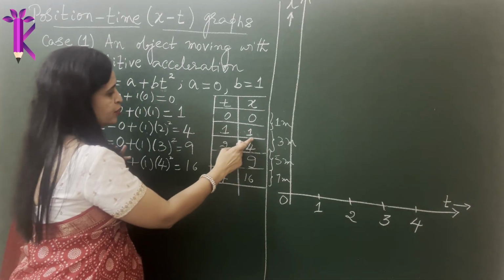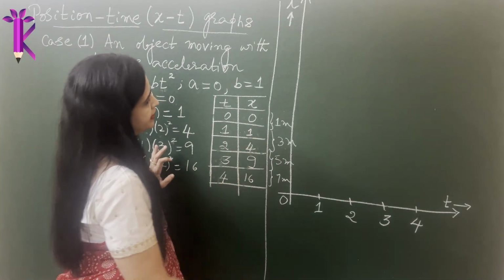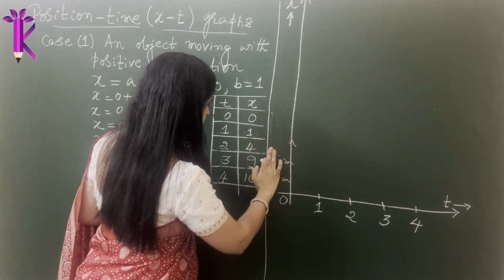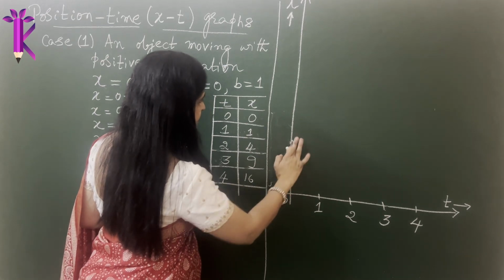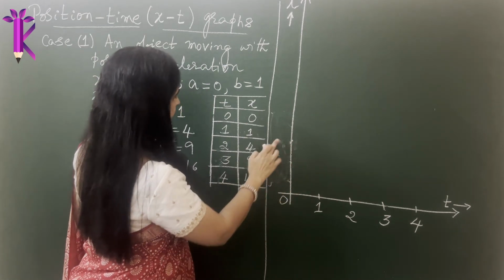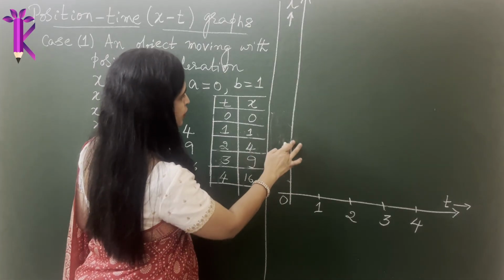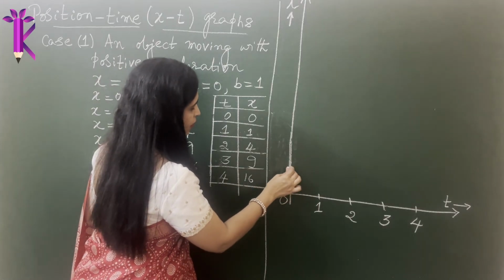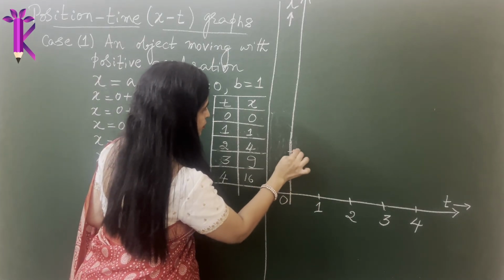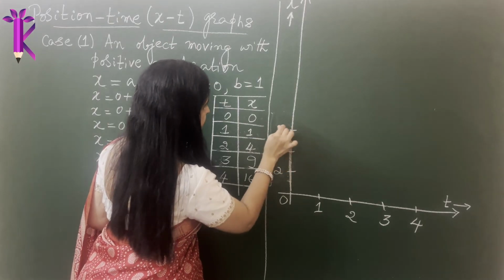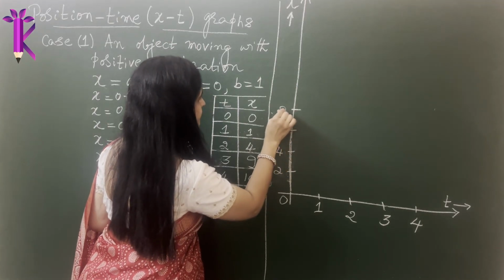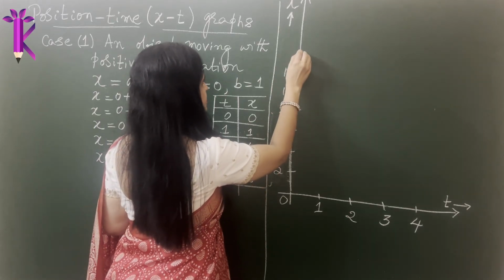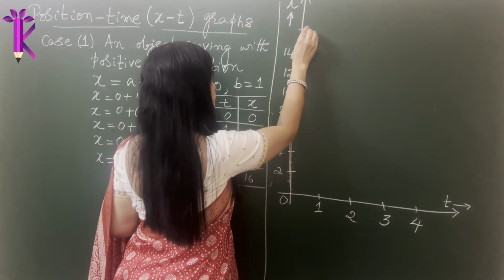Now these are our values: 1, 4, 9 and 16, right? So how do we plot these? To plot this, I will erase this, because I need to write the scale. Instead of writing 1, 2, 3, I can jump it as 2, 4, 6, 8. So I'll call this 2, this is going to be 4, this is going to be 6, 8, 10, 12, 14, and 16.